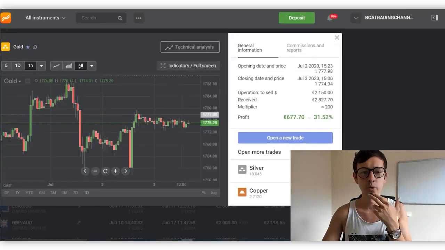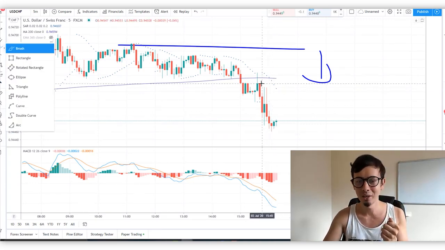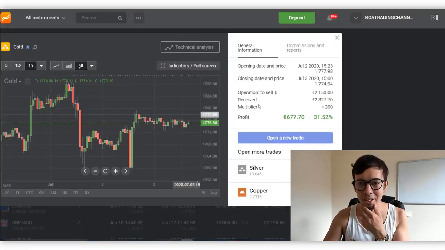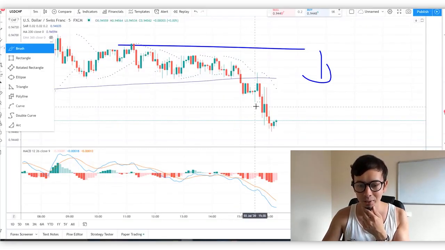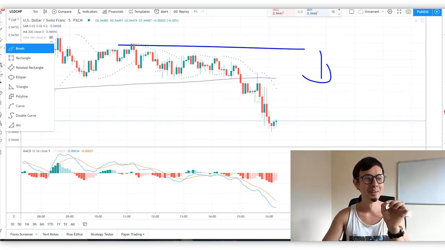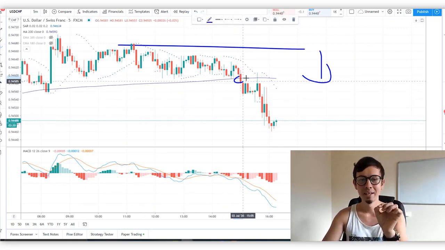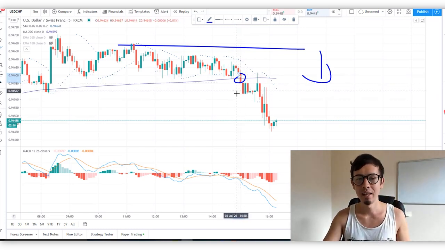And here we go. This is a nice, beautiful trade. Now the dollar kind of went down. So here we go. I closed it around here. I closed it at 3 o'clock. 3 o'clock was here, exactly at the 200 EMA, okay, and the price went down.